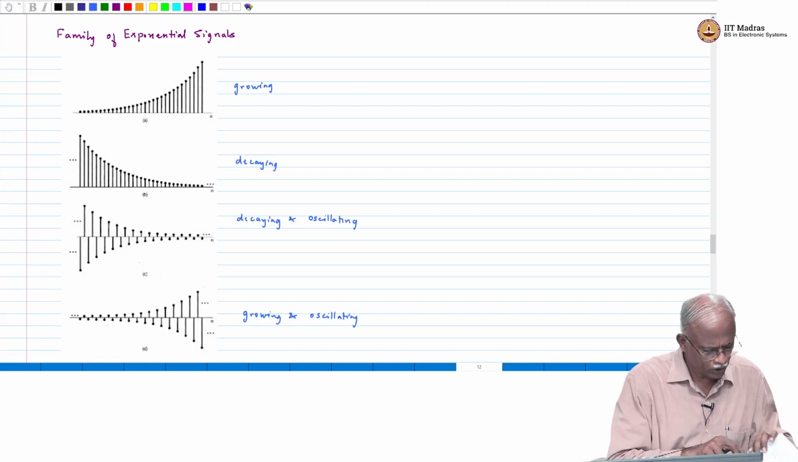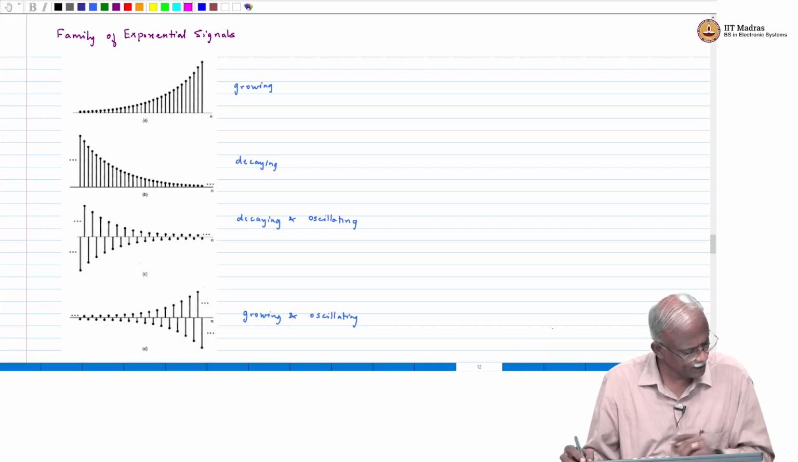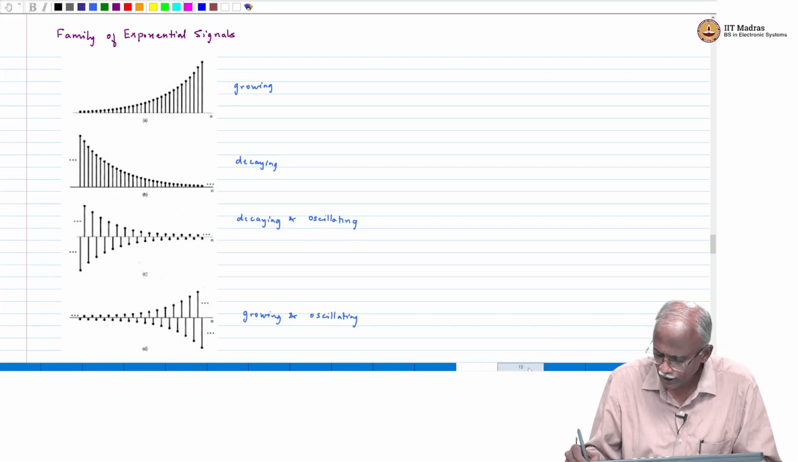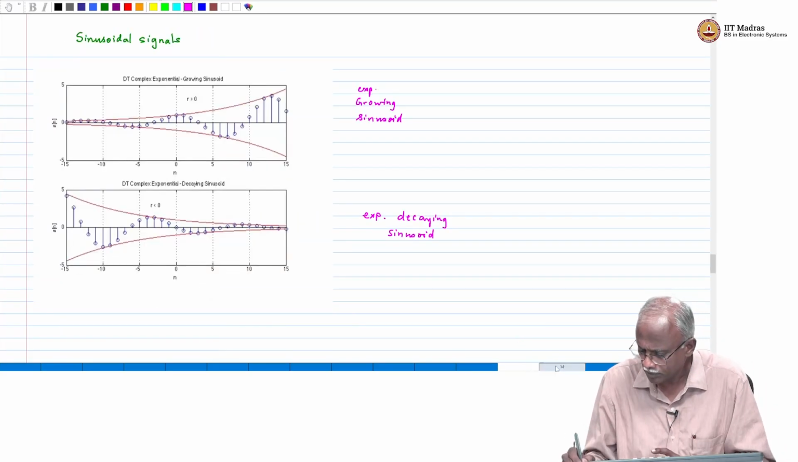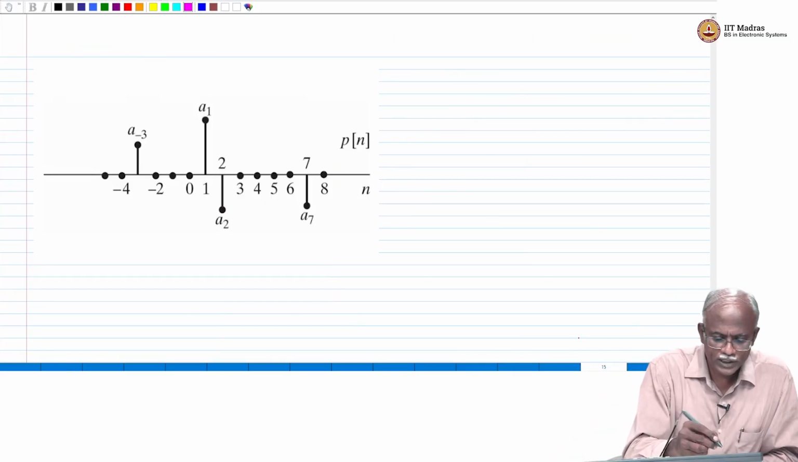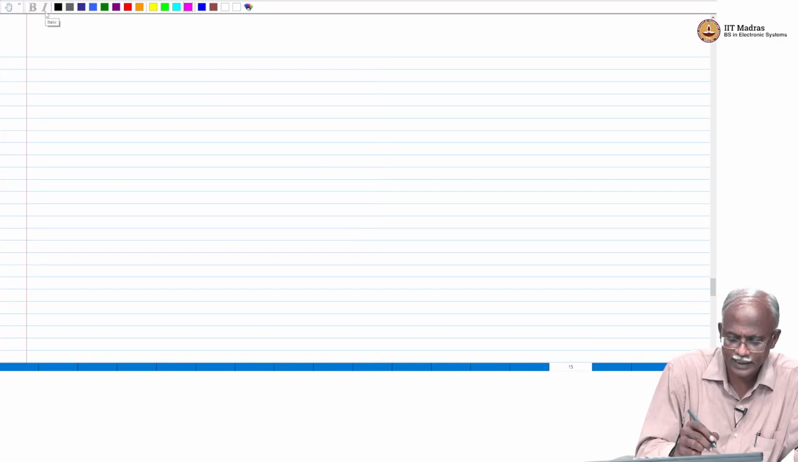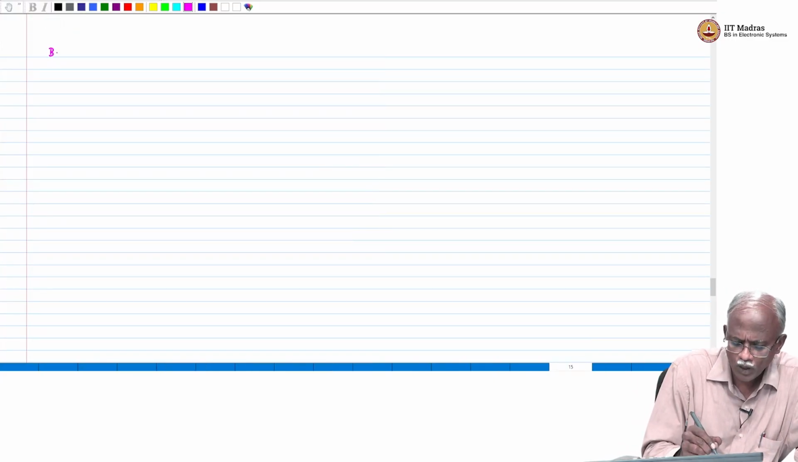Now we want to start to build on the tools that we have, and therefore we want to utilize the tools that are available to us in the signal processing context. So first let us look at some basic operations on discrete time signals.